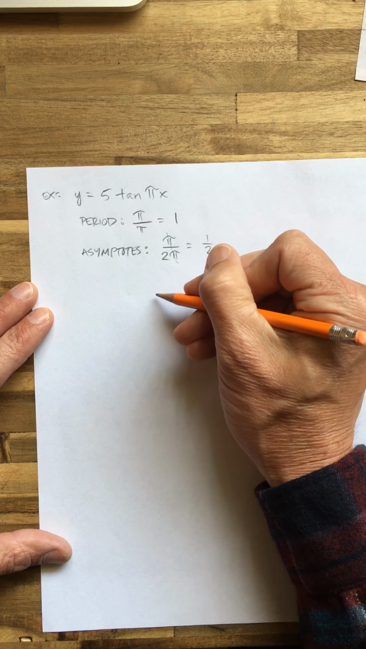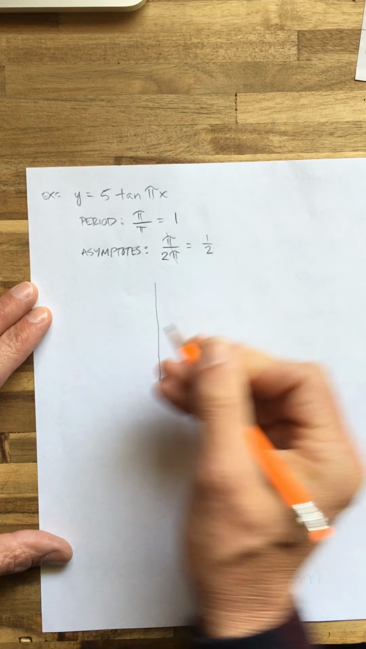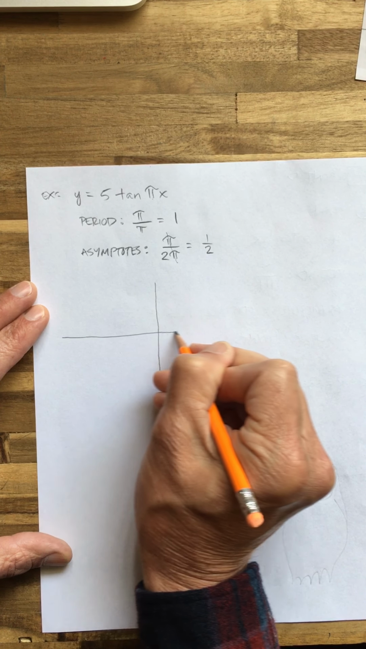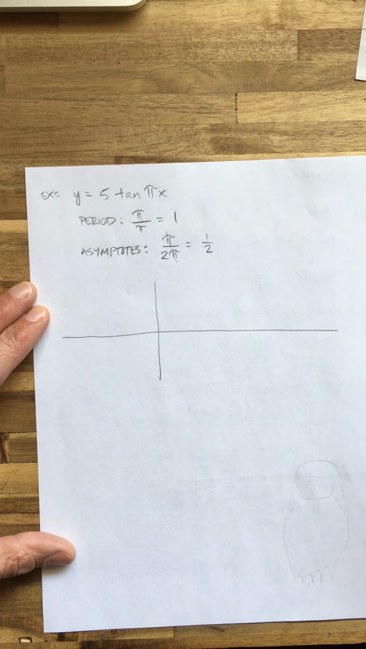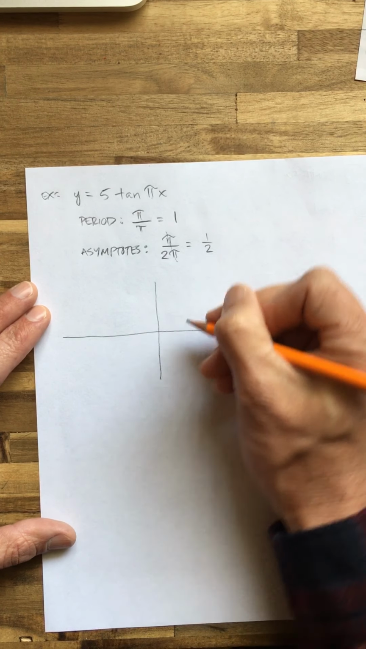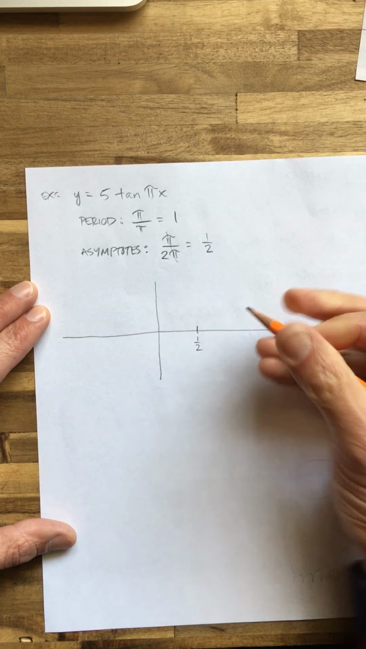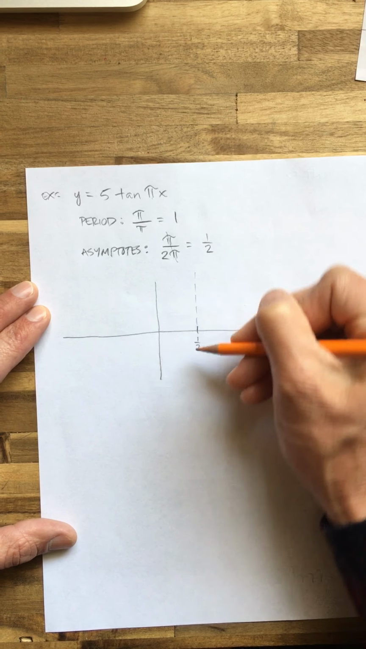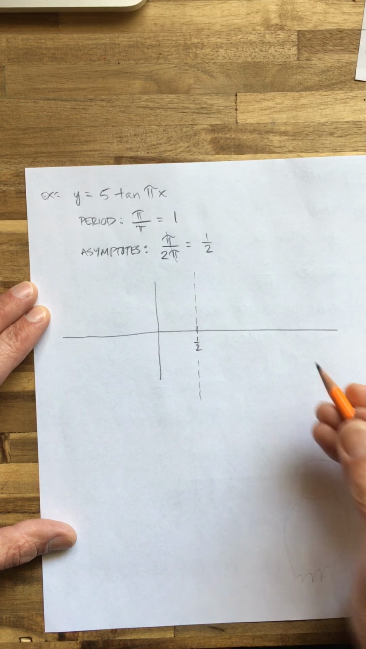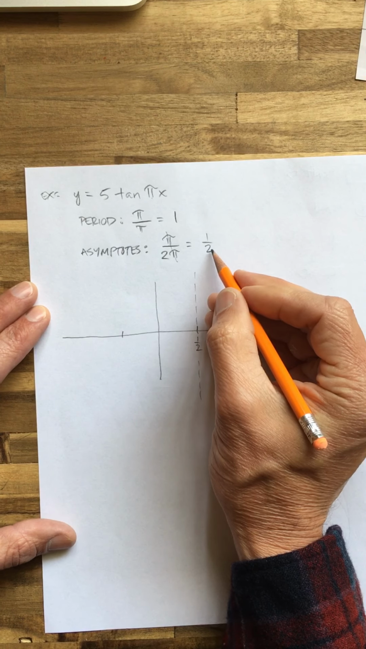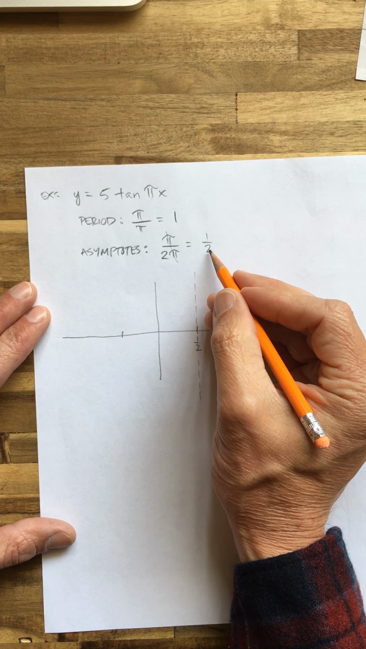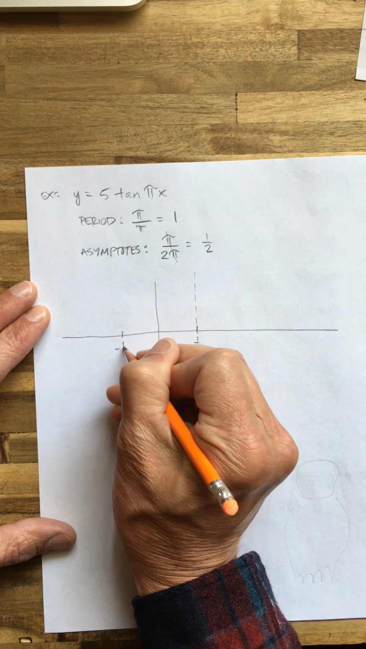All right, so here we go. Let's just graph this. Pretty straightforward. Check it out. Where's my first asymptote? It's at 1/2. I don't even have to measure this. I'm just going to put 1/2 right there, and I'm going to draw an asymptote. Let's go back in this direction. Multiply that by an odd number. How about -1? That's an odd number. Look what you get, -1/2.